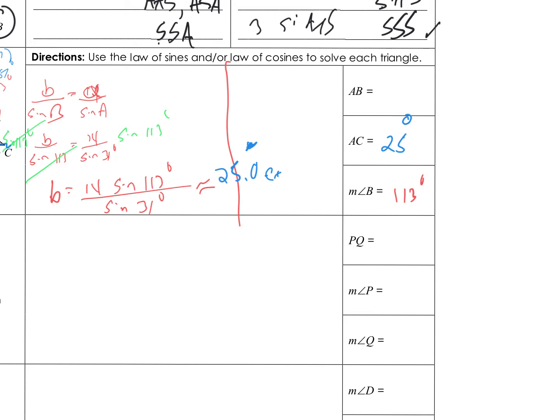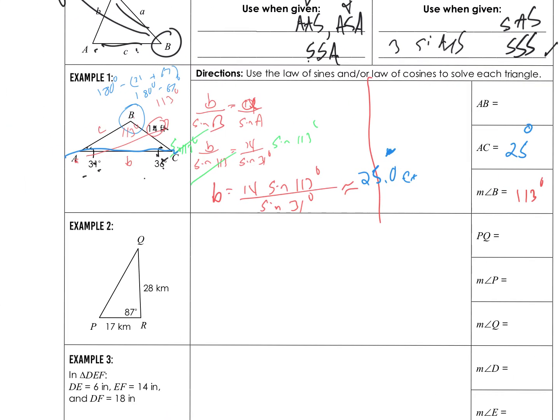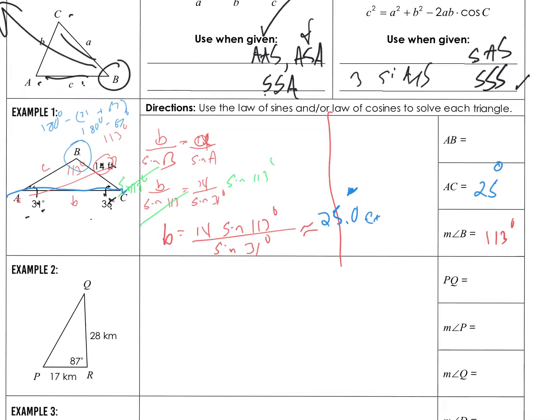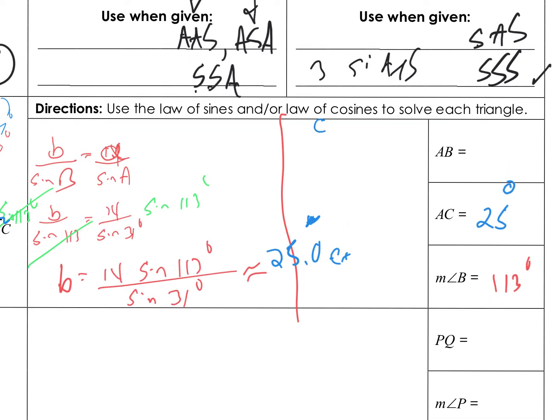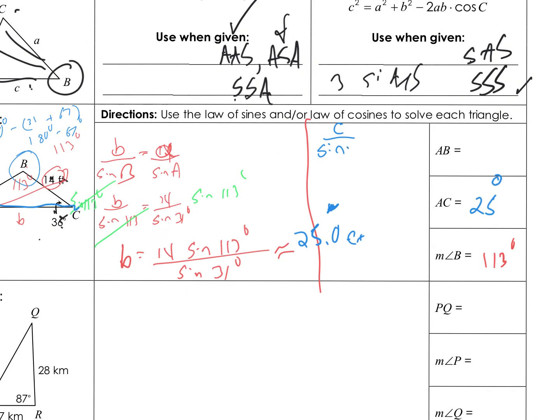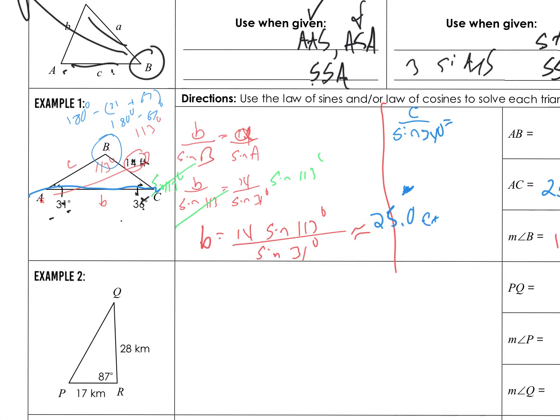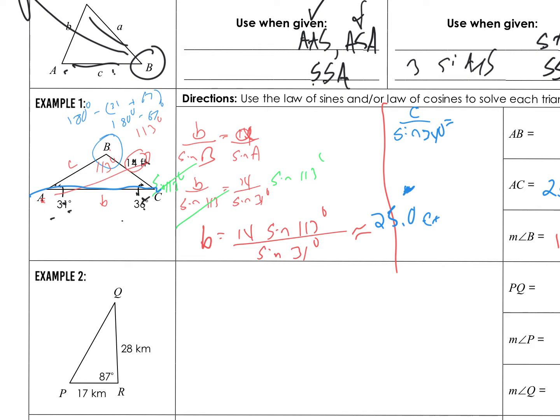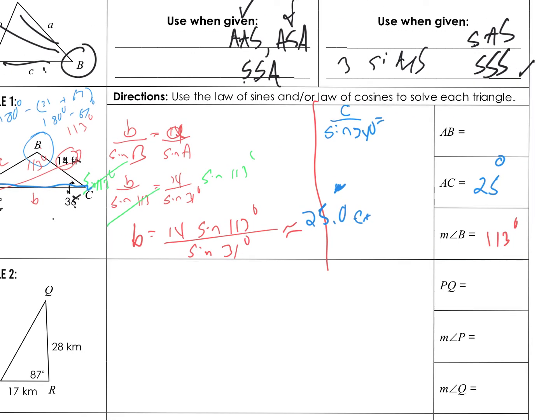Now I got to find side C, which is AB. So I'm going to do the same thing again. C is what I don't know over sine of its angle, which was 36 degrees, equals to, you can pick whatever you want now. You can pick either pair. You want to pick the same pair we did in the other problem? I think you could pick the 14 divided by sine of 31 degrees.